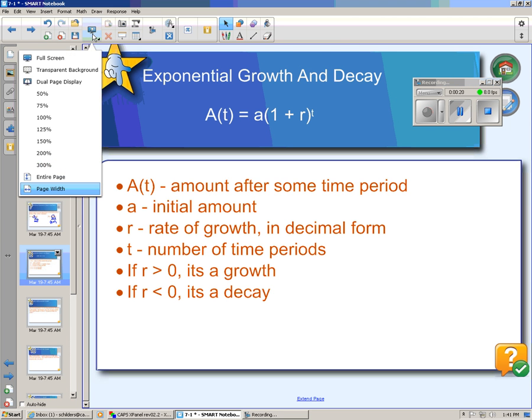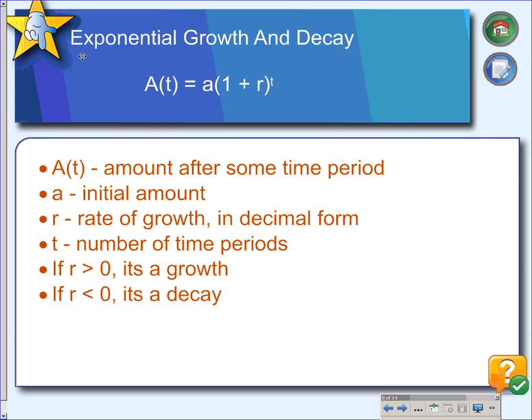So this is the general form for our exponential equations. A of t equals a times 1 plus r to the t. Each of these different variables has a specific meaning. So a of t is the amount after some time. So this is our ending amount we have at the end. A is our initial amount. So this is the amount that we start with, whatever it is that we're growing or decaying.